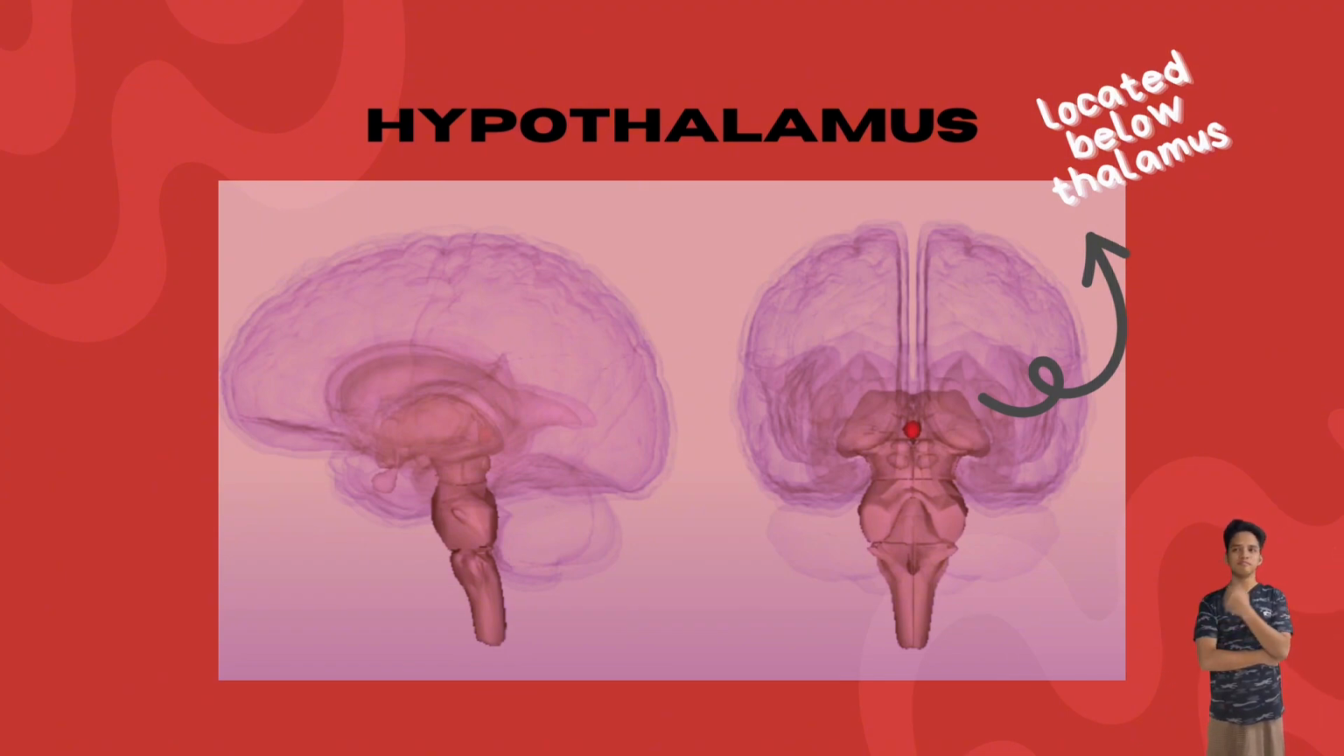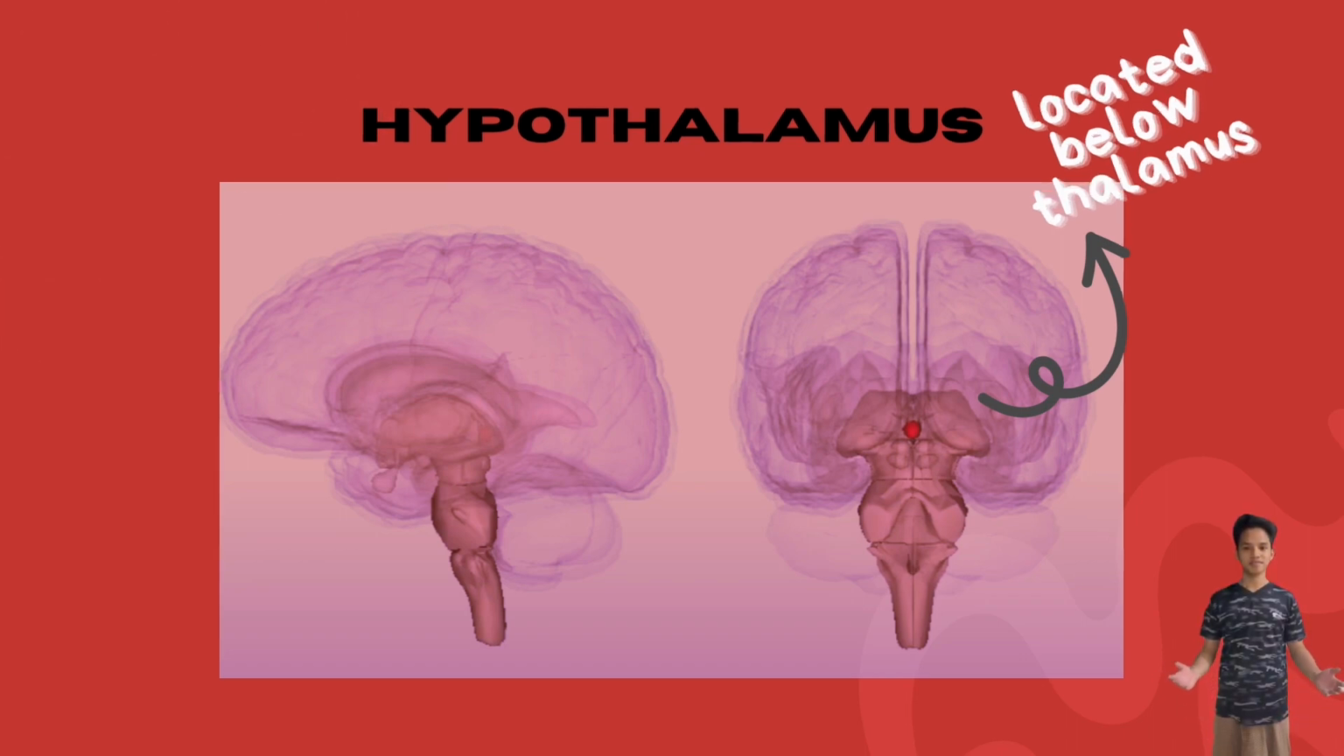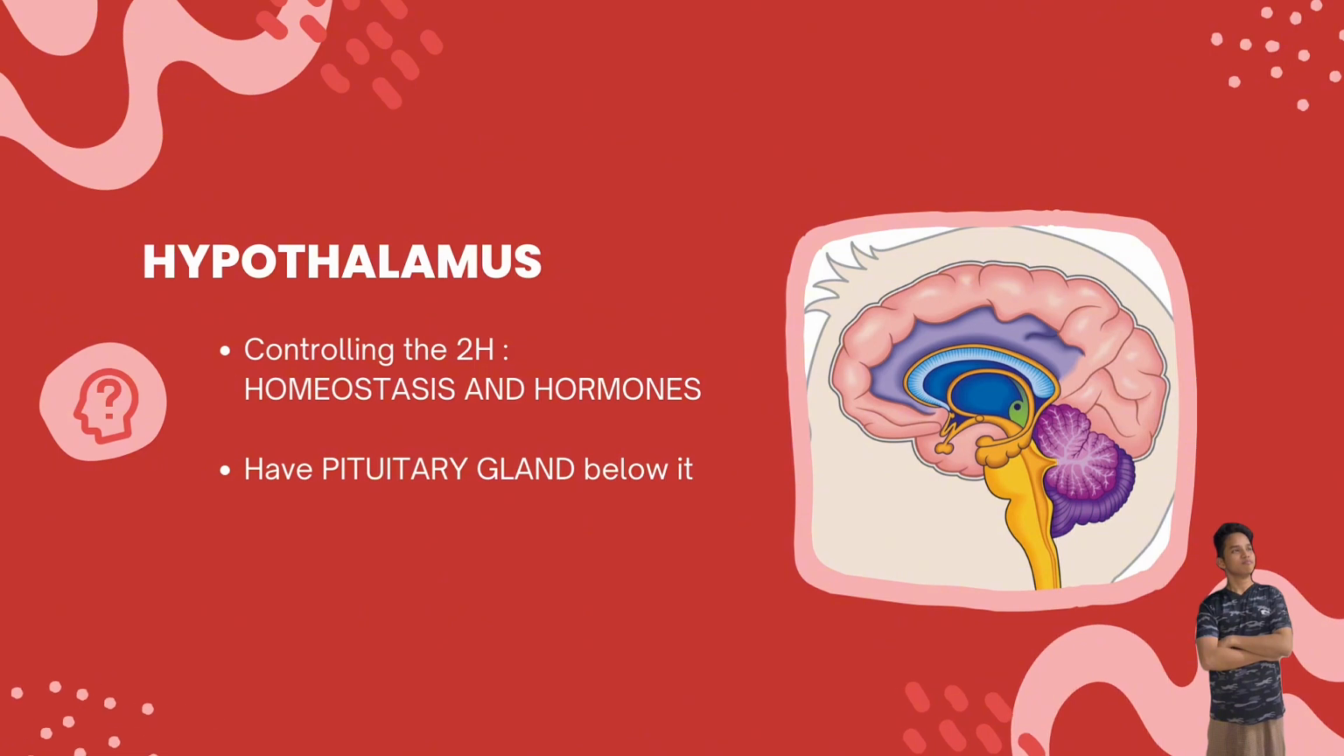Hypothalamus is a small region situated directly above the brainstem and also located below the thalamus. It is made up of a collection of nuclei with a variety of functions, but in general, the hypothalamus is involved in controlling the 2H, which are homeostasis and hormones. Also, under the hypothalamus, there is the pituitary gland below it.